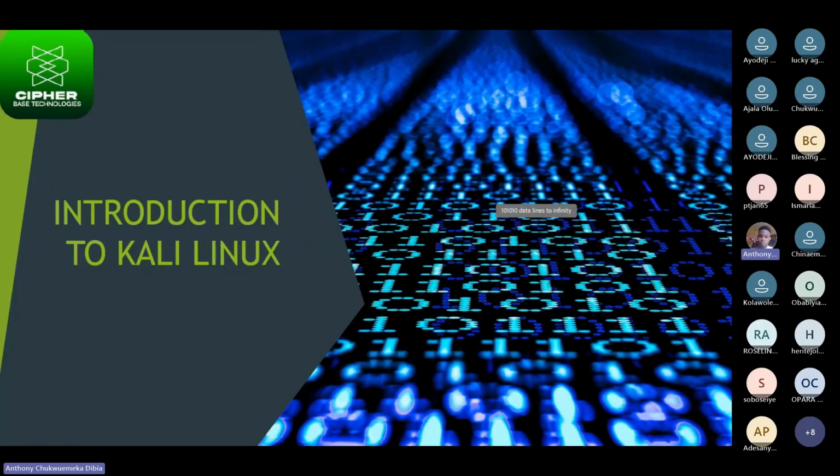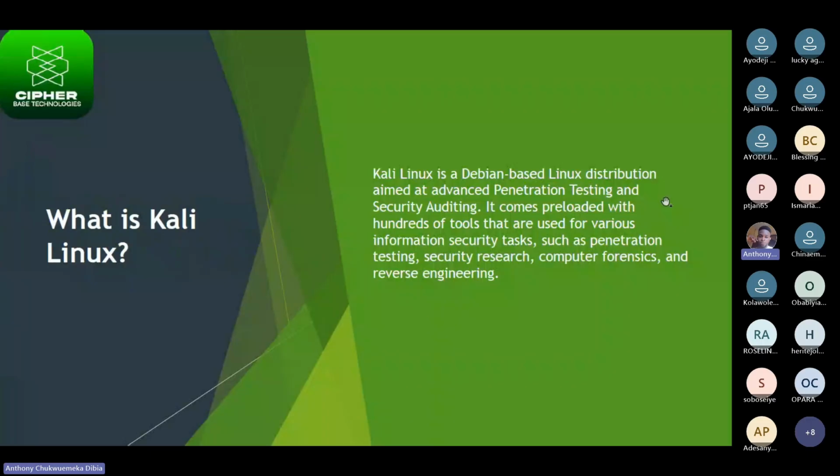So, what is Kali Linux? Now, Kali Linux is a Debian-based Linux distribution aimed at advanced penetration testing and security auditing. It comes preloaded with hundreds of tools that are used for various information security tasks, such as penetration testing, security research, computer forensics, and reverse engineering.